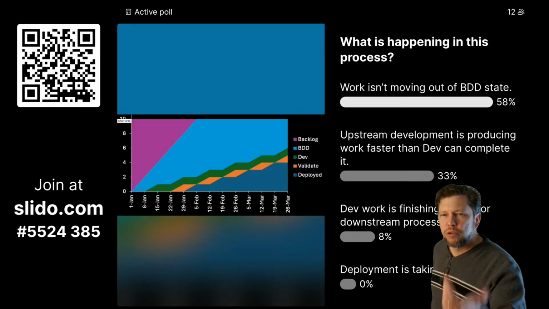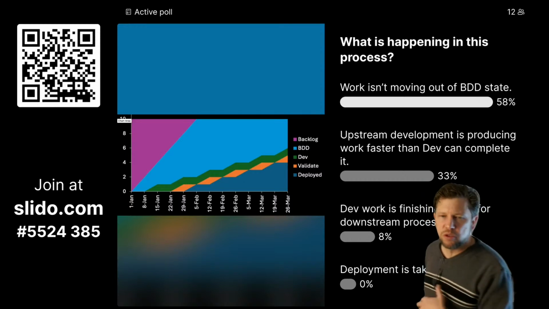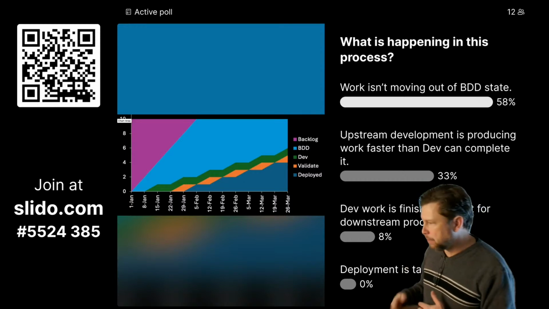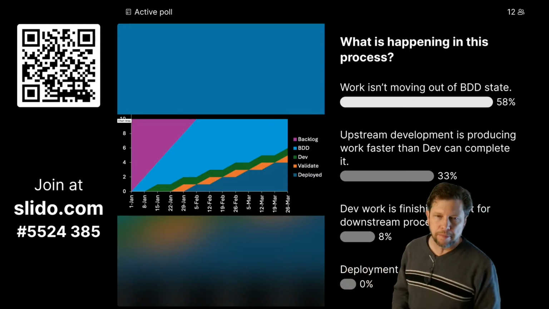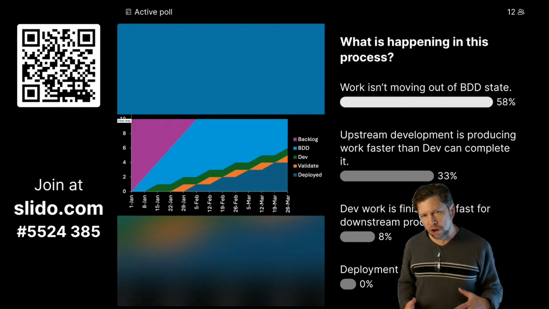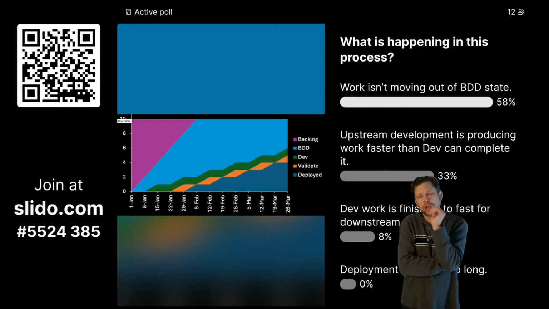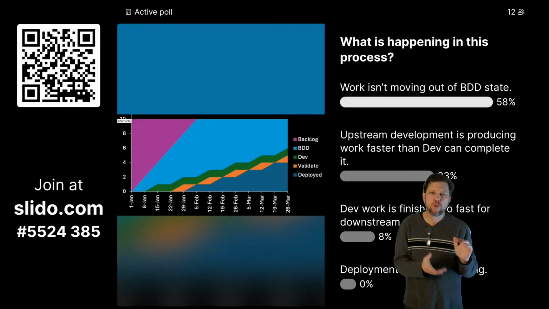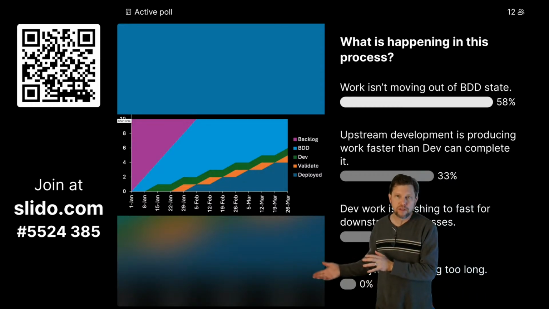So upstream development is producing work faster than dev can complete it. In this case, dev isn't actually taking the work in. It's taking work in and completing it, just working one story at a time, which is probably reasonable since its capacity has been cut in half. So some of those things in the BDD column are done and waiting for dev to pull them in. Now, we could have a more complicated CFD that shows us when the work is done in BDD and is waiting for dev to pull it.